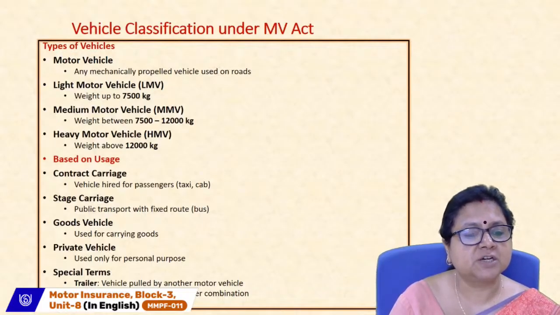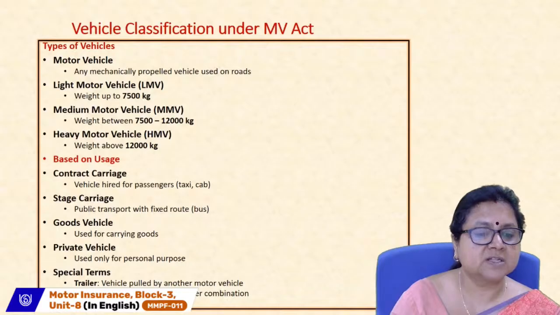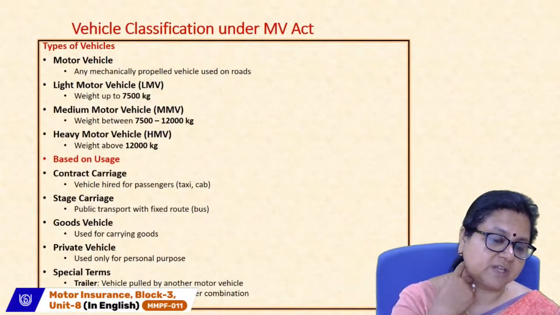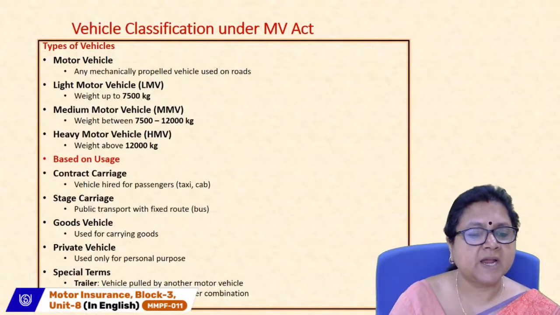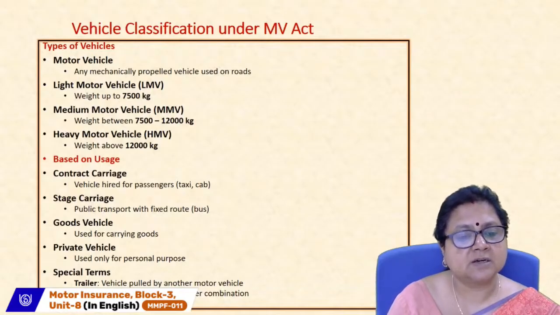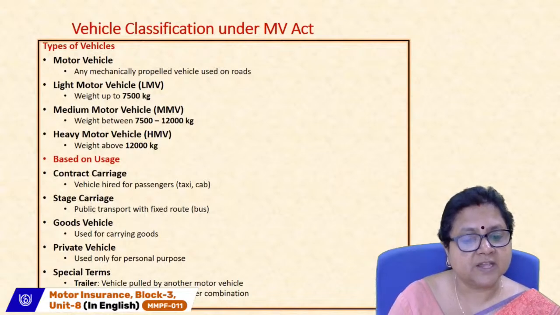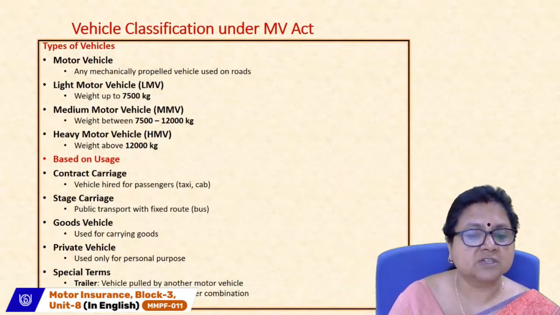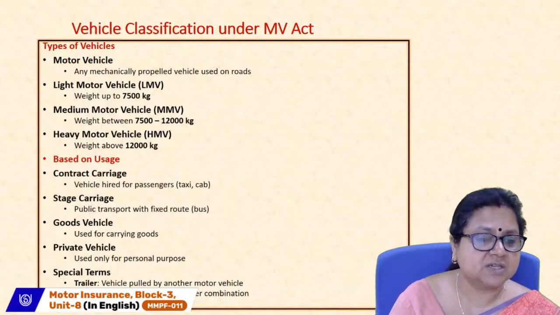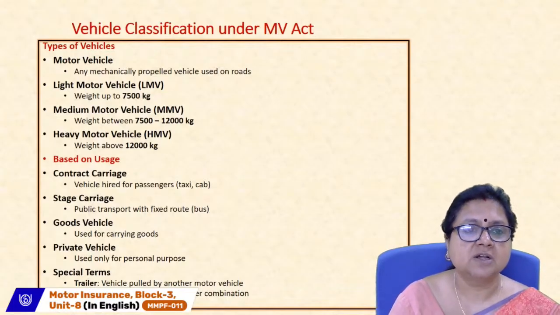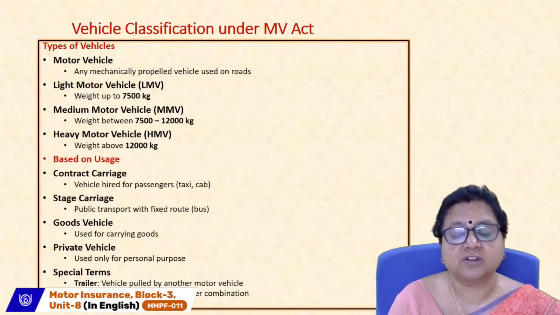And there are a few special terms like trailers. These are vehicles which are pulled by another motor vehicle, so these are known as trailers. And there is another vehicle which is known as an articulated vehicle. It is a vehicle plus a trailer, a combination of a vehicle as well as a trailer. So this is something which is a bigger version. So these are special vehicles which are classified as per the Motor Vehicle Act.